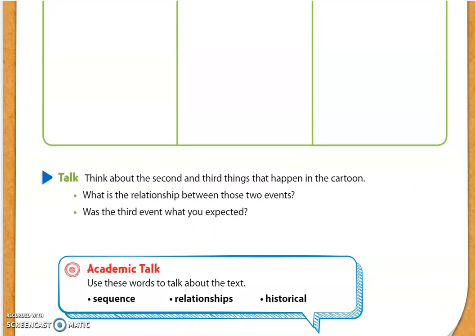Think about the second and third things that happened in the cartoon. What is the relationship between those two events? Was the third event what you expected? Remember to use the text and illustrations to help you write the events in order.